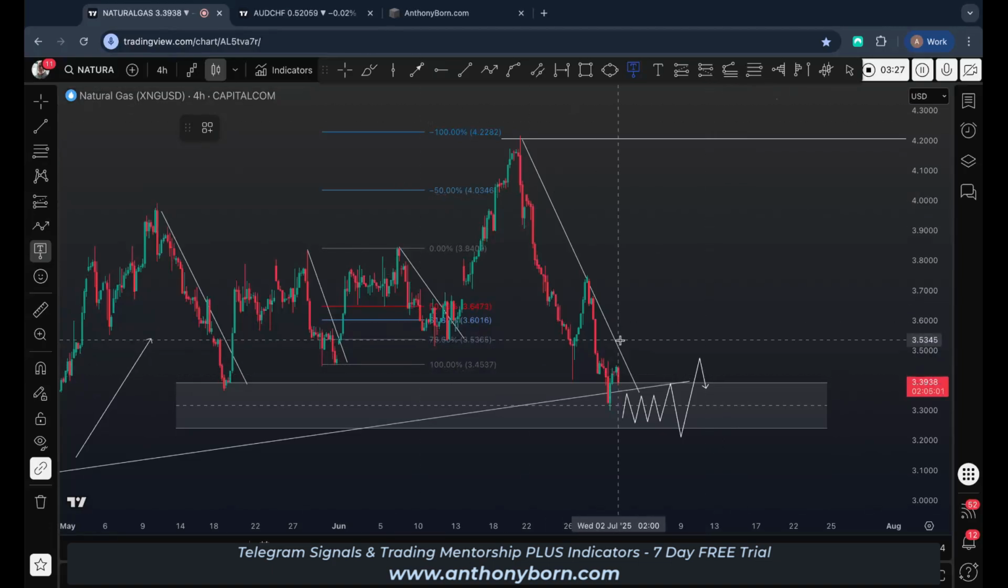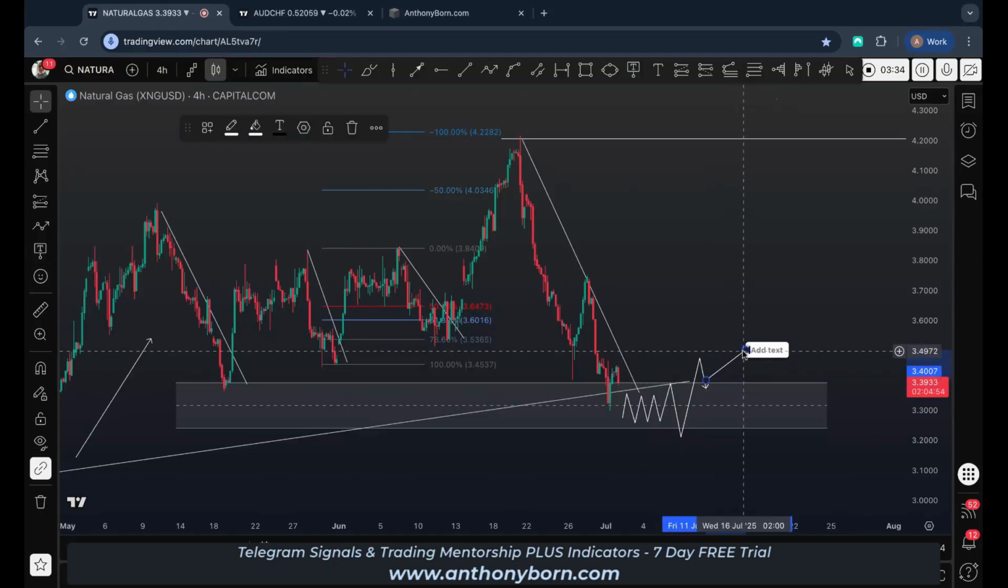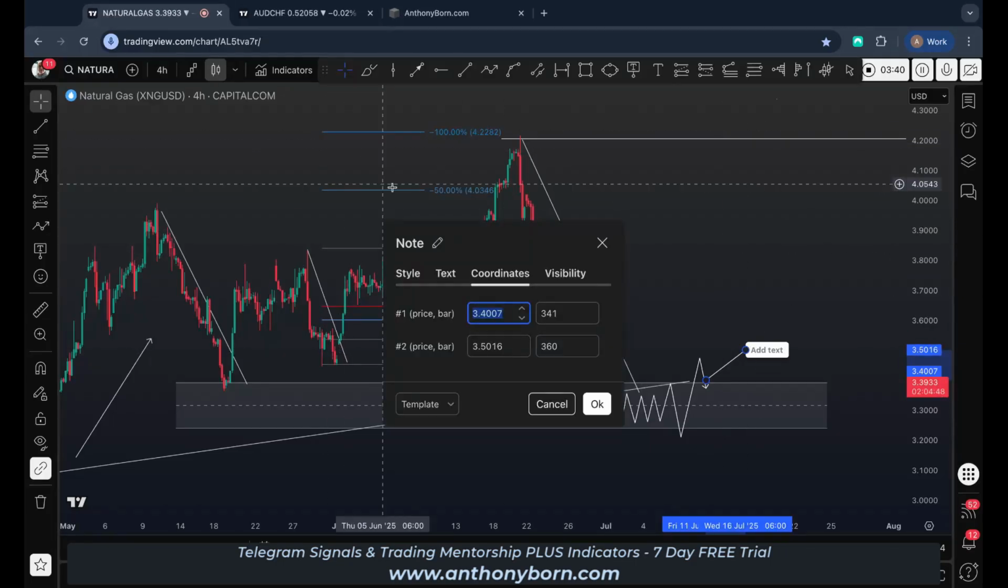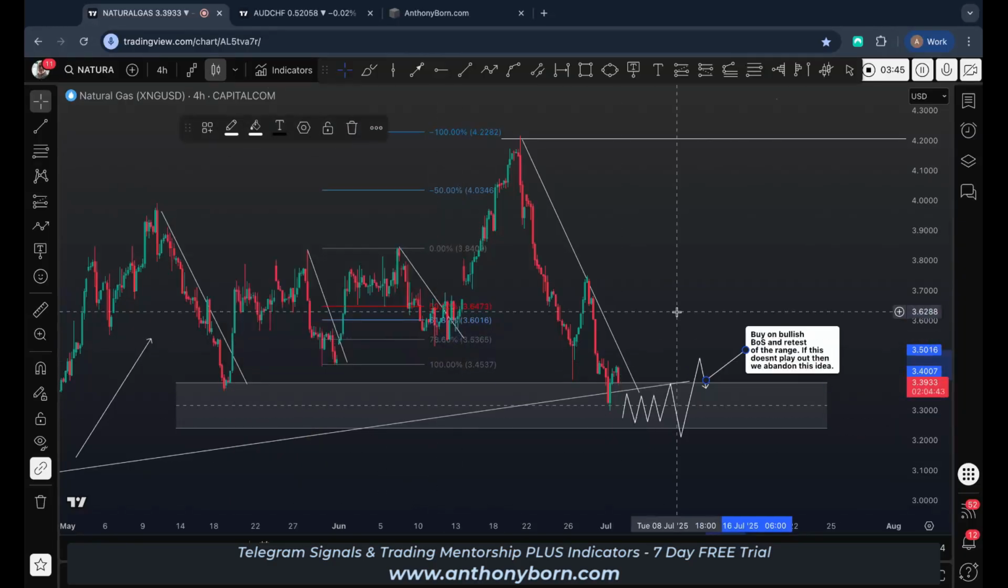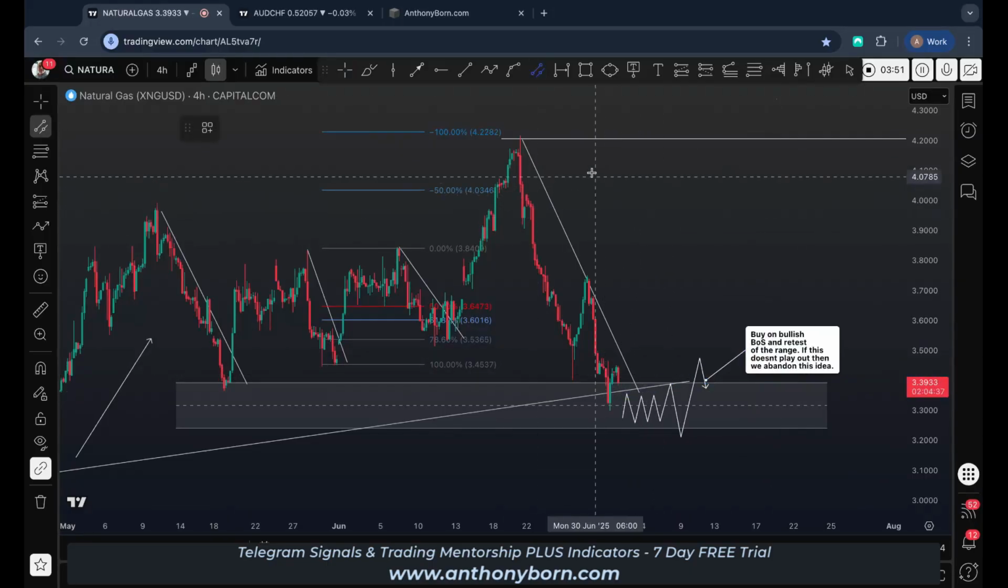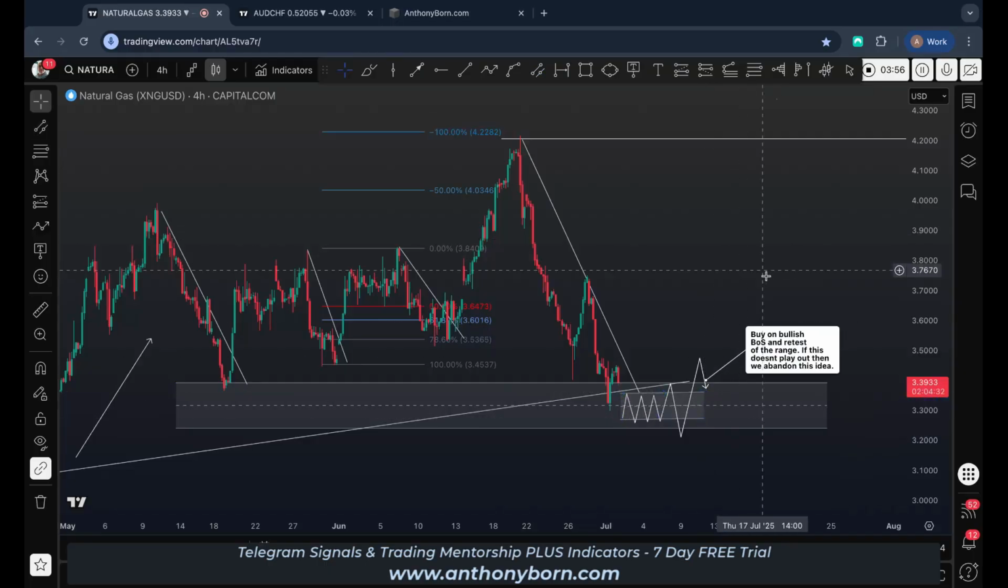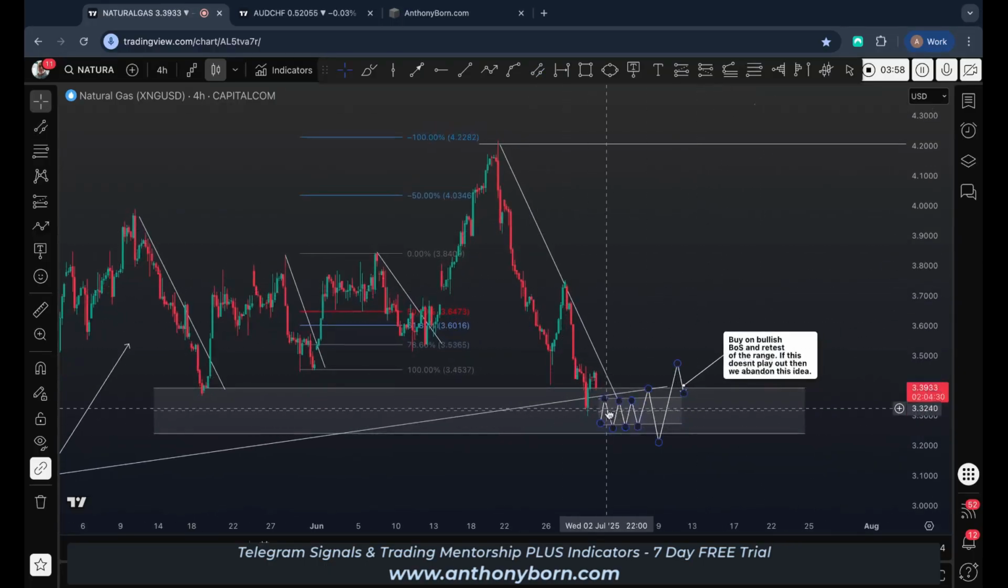On the 4-hour chart, you could look for this price action to play out, but more importantly, go down to a lower time frame and find a precise entry point. So here I'm just going to add a note. It's a buy on a bullish break of structure and retest of the range. This is the range I'm talking about. If this doesn't play out, then there's no opportunity, but at some stage, this is going to turn around.